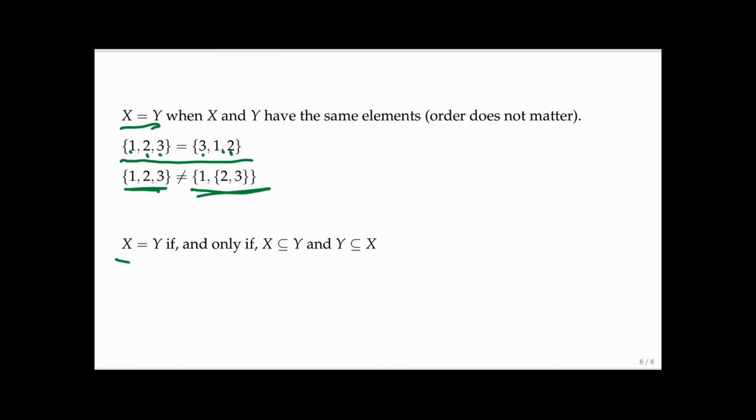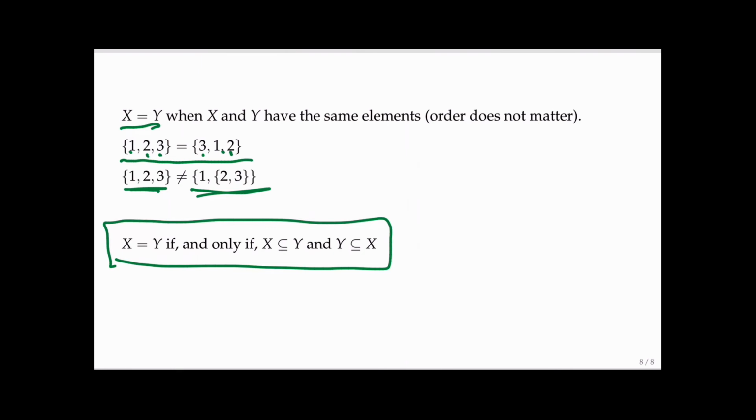So the property you have to remember is that x is equal to y if and only if both x is a subset of y and y is a subset of x. Because if x is a subset of y, then every element of x is also contained in y. But if y is a subset of x, then every element in y is also contained in x. So that means I can't find an element which is in x but not in y, or in y but not in x, so they have to have the same set of elements.